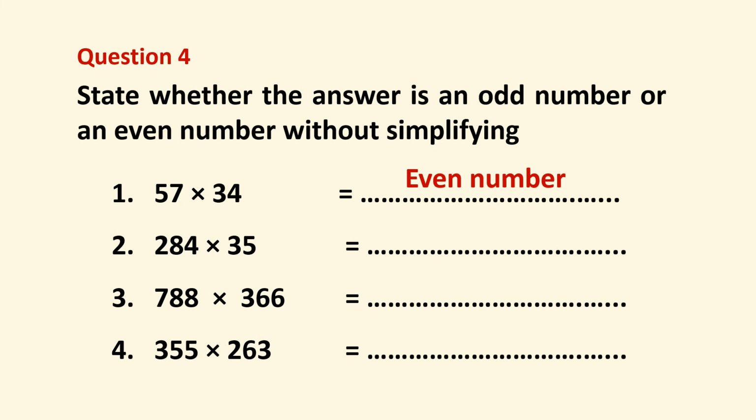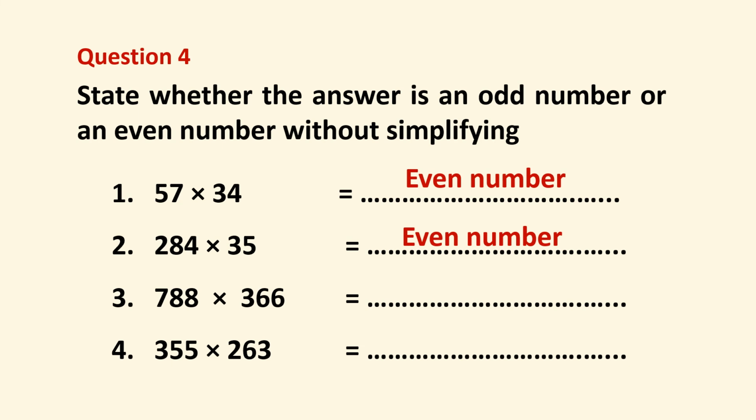Next one, 284 multiplied by 35. 284 is an even number, 35 is an odd number. So when you multiply an even number by an odd number, we know that the result should be an even number. Third one, 788 multiplied by 366.